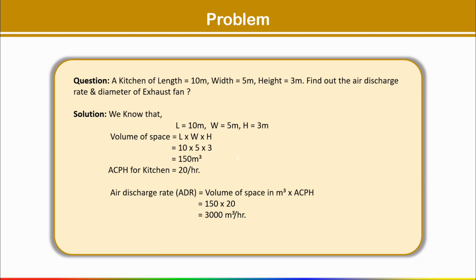Now based on this air discharge rate only, from the manufacturer catalog you will get the model of that fan, diameter of exhaust fan and noise level, everything. So from the manufacturer catalog select the required fan diameter and model number. As per which manufacturer catalog you are using, which company you are following, you have to take it. From Google also you will get different manufacturer catalogs, you can search from there. Only here we have to calculate the air discharge rate.